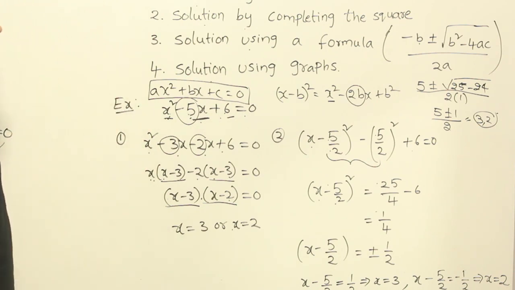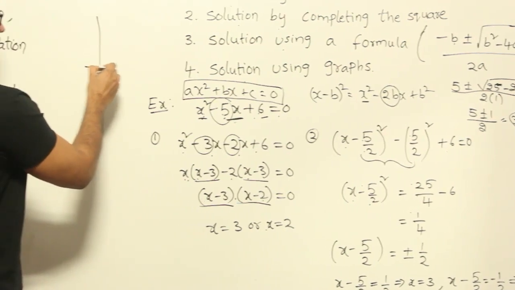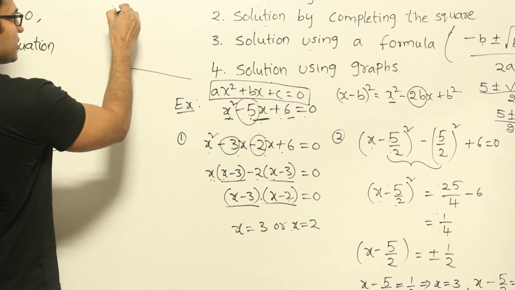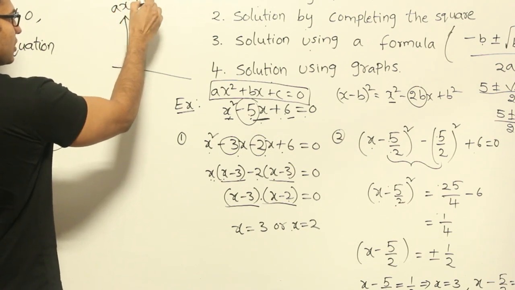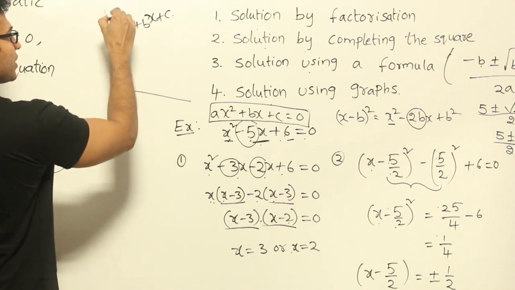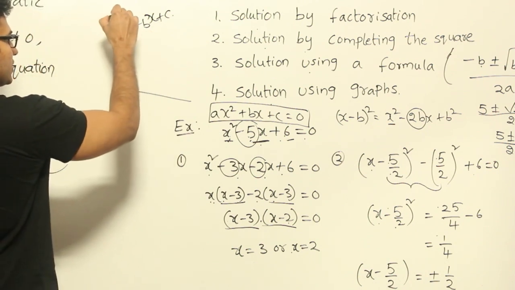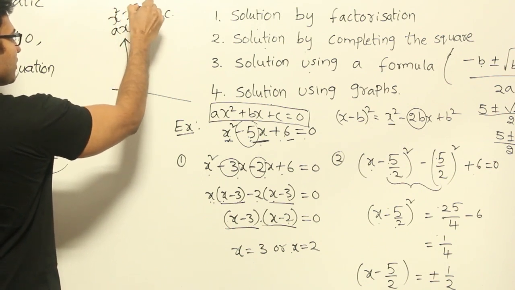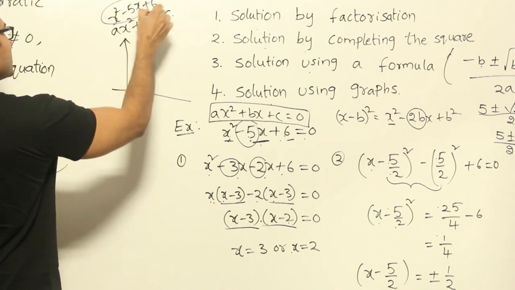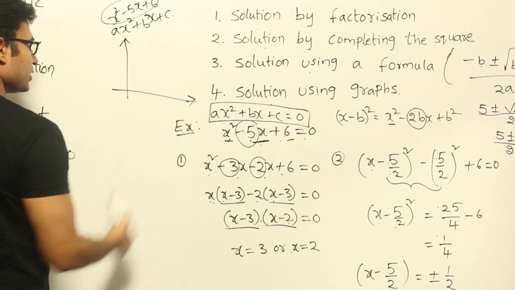Now the fourth method is you can use graphs to do that. Now how are you going to use the graph is, if you are going to plot the values like this, let's say this is ax square plus bx plus c. In this case, let us assume that y-axis represents the left hand side of the equation, which means x square minus 5x plus 6. Let's say this is y-axis representing that, and x-axis is representing x.